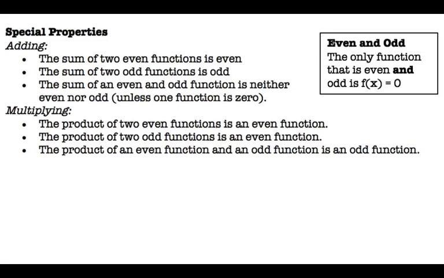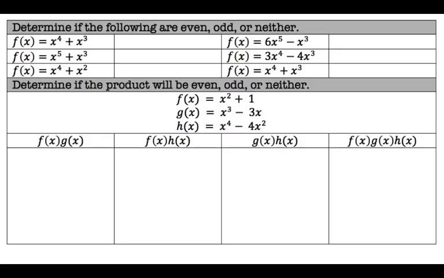And then when you multiply, the product of two even functions is even. The product of two odd functions is even. So if you're multiplying and they're both the same type, then you're going to get an even function. If one's even and one's odd, then it's going to be odd. And the only function that is both even and odd is f of x equals 0.